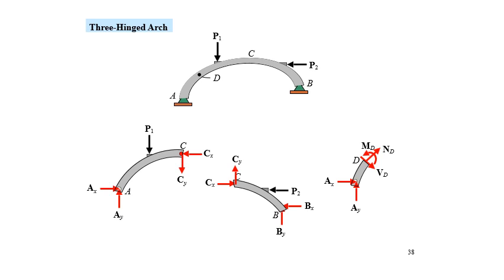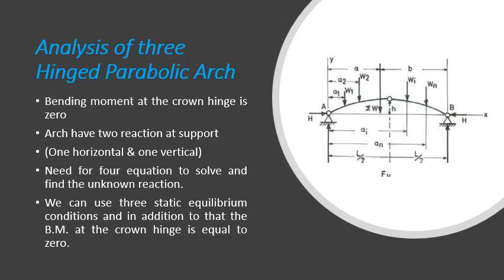At each hinged support A and B, there will be two reactions, and at the crown the moment would be 0. This will be in equilibrium. Both the reactions from the left side and the right side get cancelled out, and if you cut any section at the point D, we get the three internal forces: the bending moment at the section point D, normal thrust and the radial shear. To analyze, we should know that the bending moment at the crown point is 0.